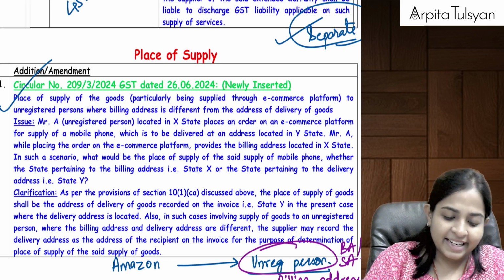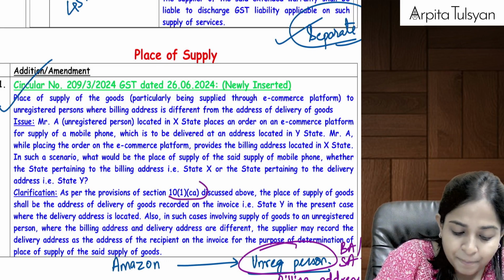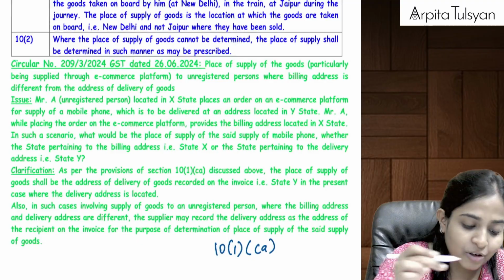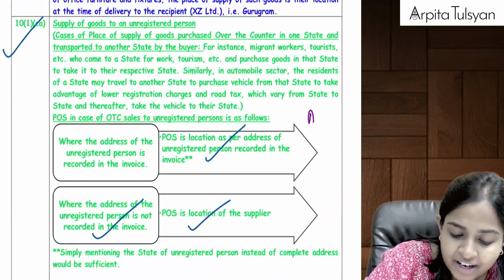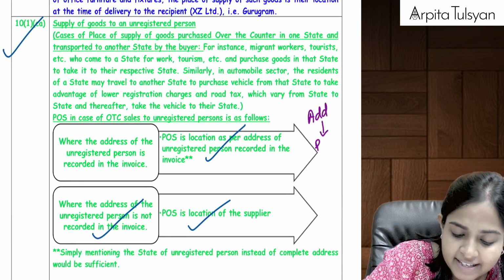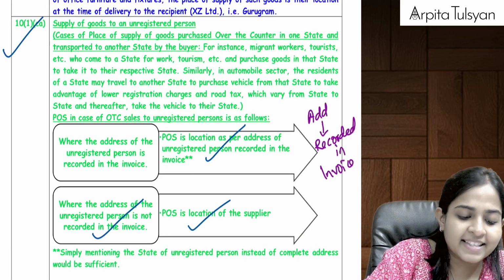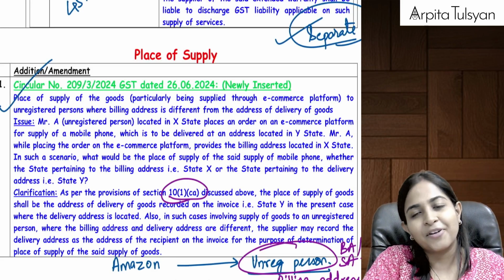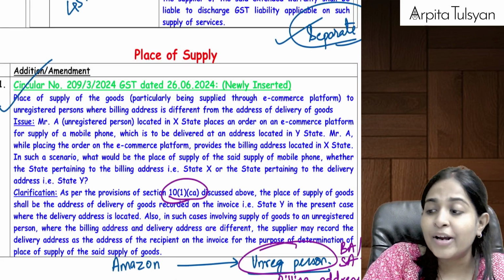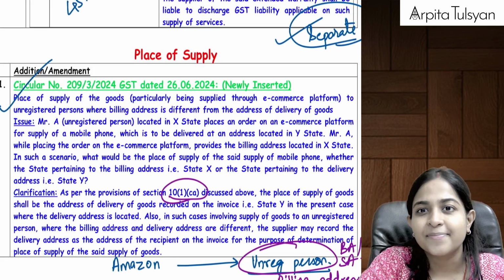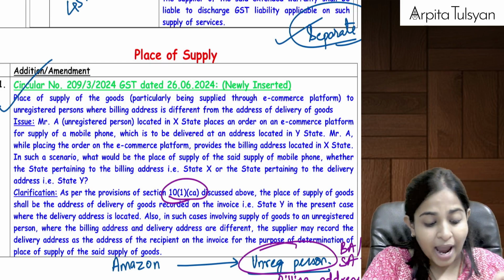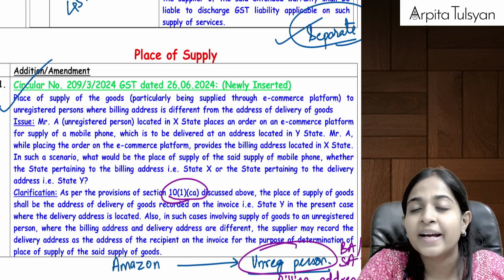See, as per section 10(1)(ca), what did we just study? Whatever address is recorded in the invoice, that address will be considered. But now, if you have seen Amazon's invoice, they write both addresses. They write the billing address, and they also write the delivery or shipping address.